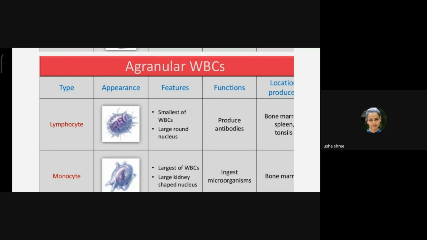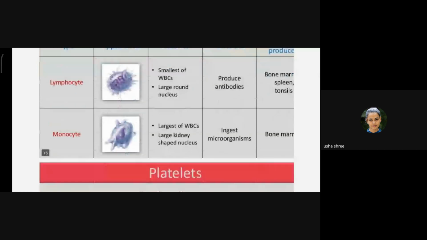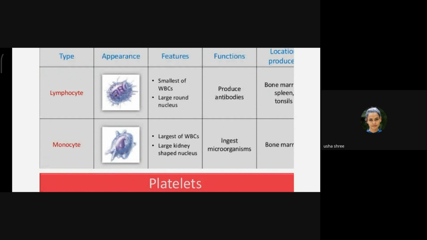And monocytes. Appearance of monocytes you can see in this picture, and it's the largest of WBC. Means it is the largest type of WBC, and has a large kidney shaped nucleus. Means it has a nucleus of kidney shape. Okay, and its function is to ingest microorganisms. It ingests microorganisms, and it is produced from bone marrow.